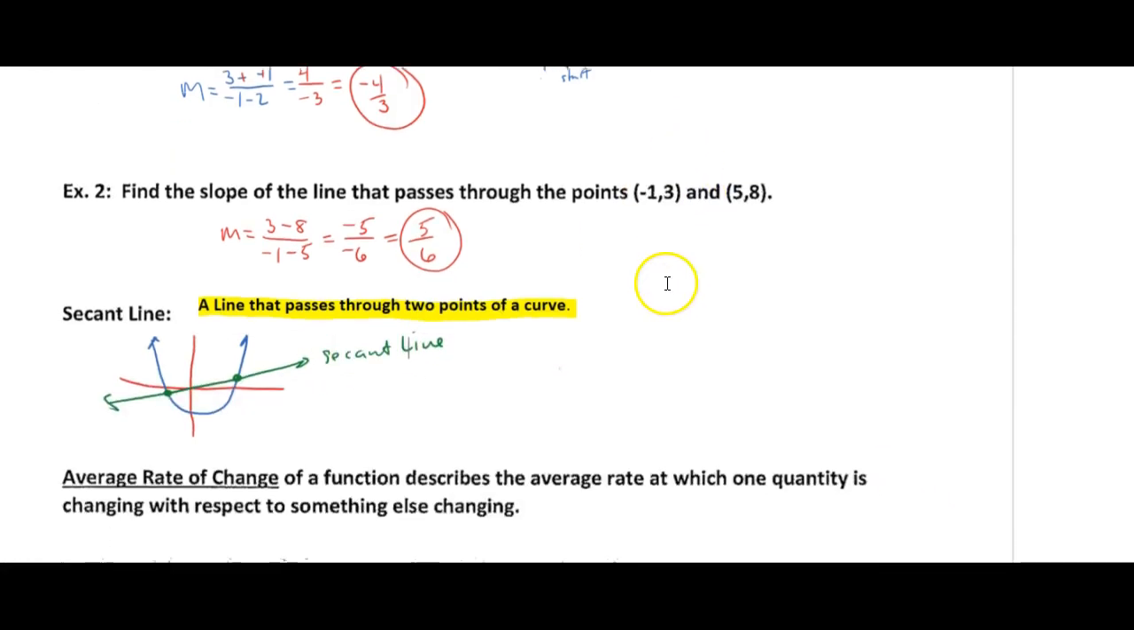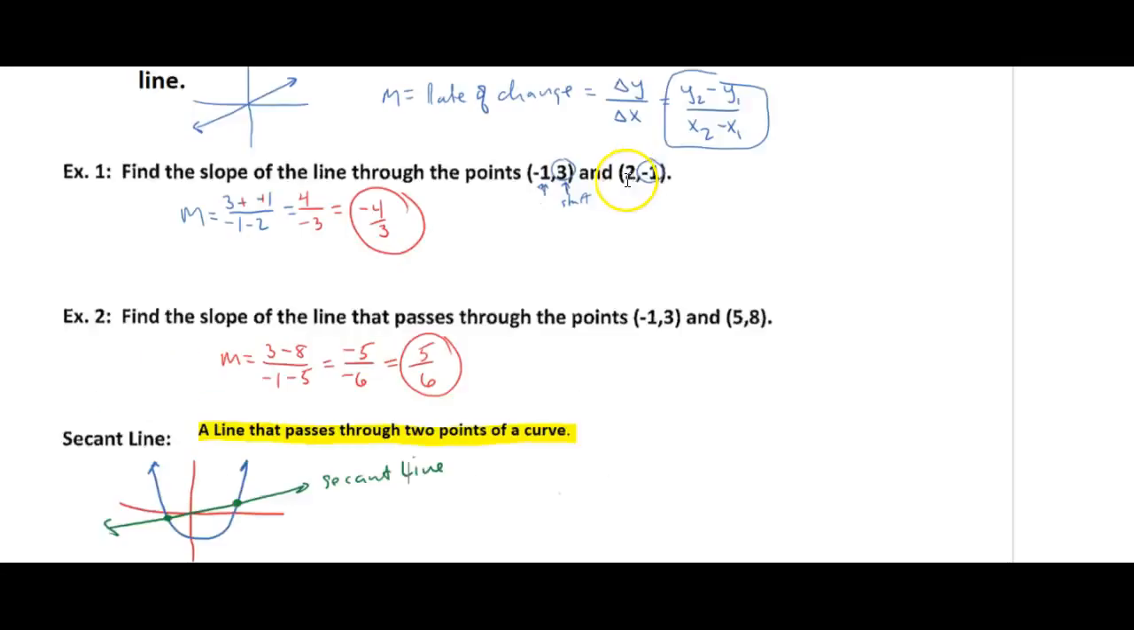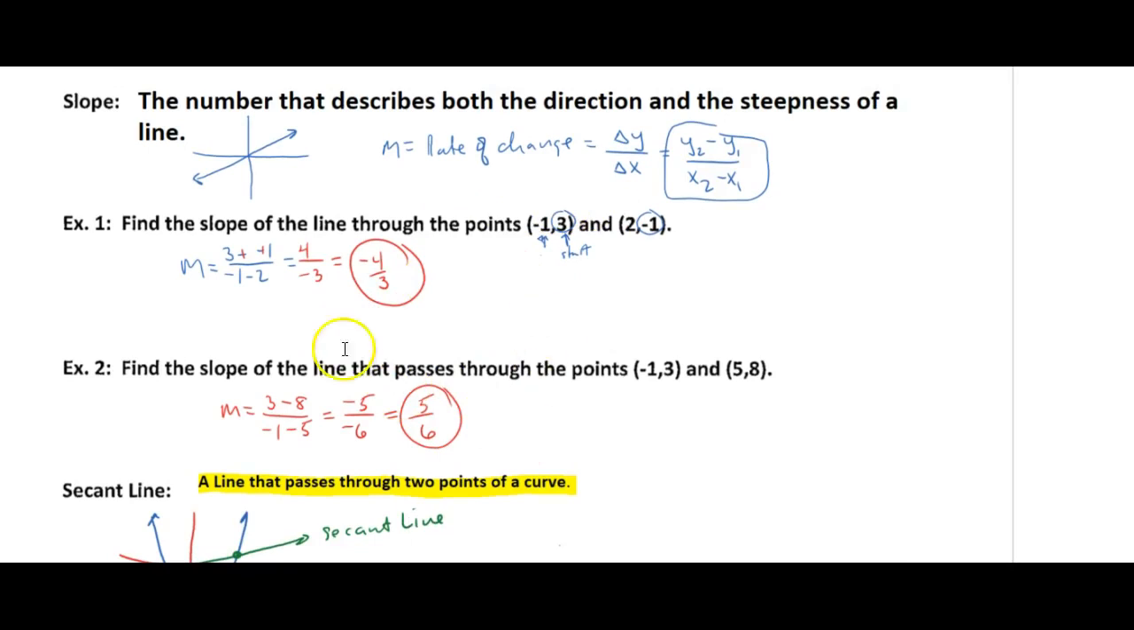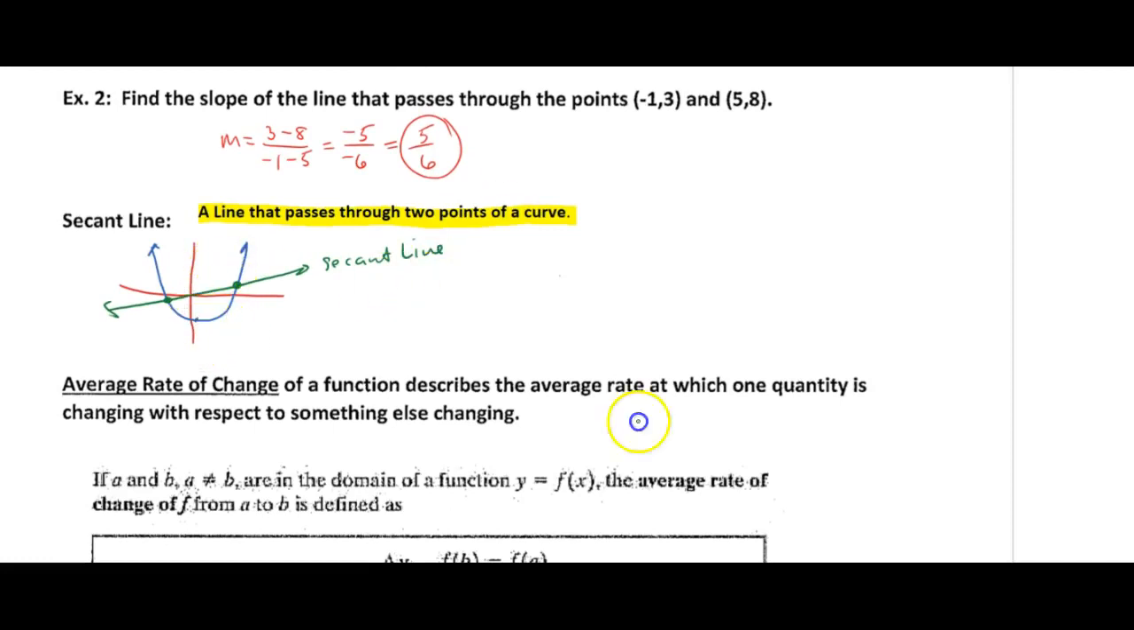So now, what is the average rate of change? The average rate of change of a function describes the average rate at which one quantity is changing with respect to something else changing. If you remember, these are the slopes of lines, so that slope is going to be constant throughout the line. But whenever you have a graph like this, if I plot any 2 points on the graph and I connect them, that slope is probably going to be different throughout different parts of the graph.